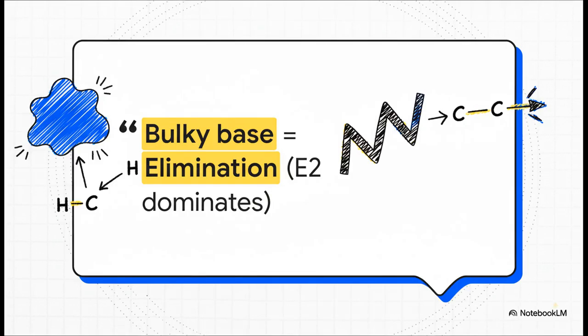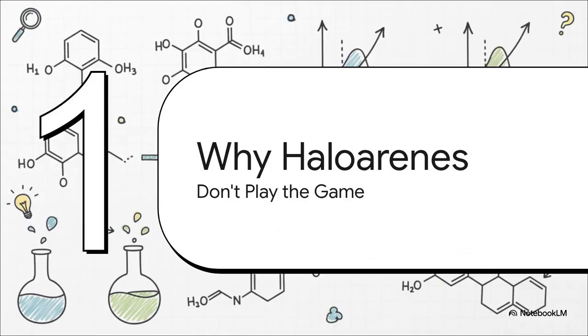It switches tactics entirely. Instead of trying to attack that crowded carbon, a big, bulky base like tert-butoxide just plucks off a much more accessible hydrogen from a nearby carbon. This triggers a little chain reaction, which eliminates the leaving group and poof, forms a double bond. This is the E2 reaction. It's a powerful competitor that changes the game from substitution to elimination. So now we have this intense three-way competition: SN1, SN2, and E2.